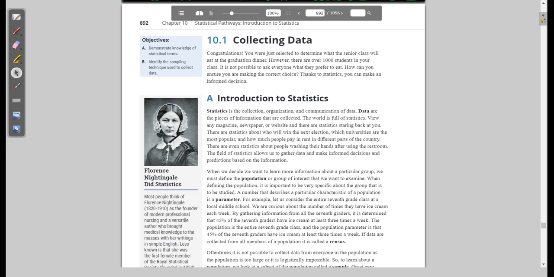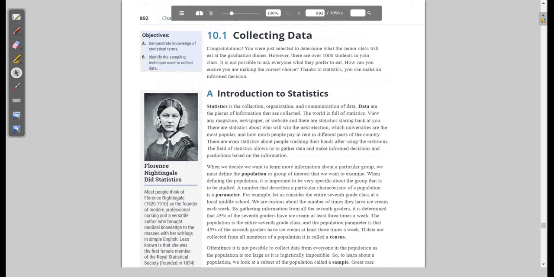All right, so today we're talking about Chapter 10, Section 1, collecting data. That is a pretty short section, and well, it's going to be a lot of text, really. So let's see. We're talking about statistics.